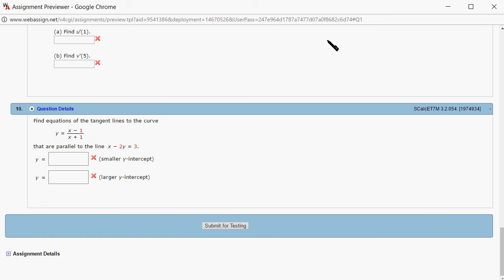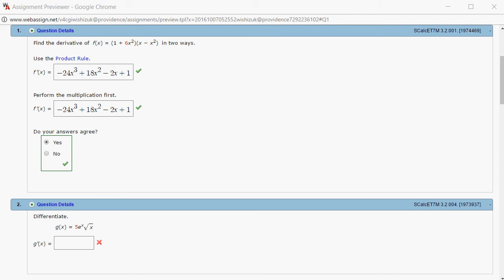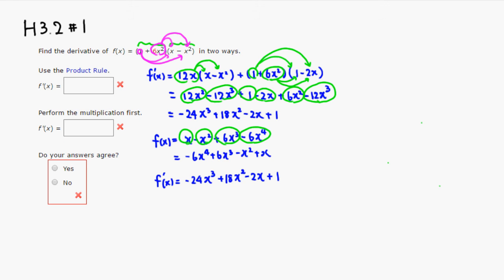So submit for testing. I came back and it looks like we got this one correctly. So either way, you can use the product rule, or just go ahead and multiply out and use the power rule to find the solution. Either way, you should get the right answer. That's it. I hope that this was clear.